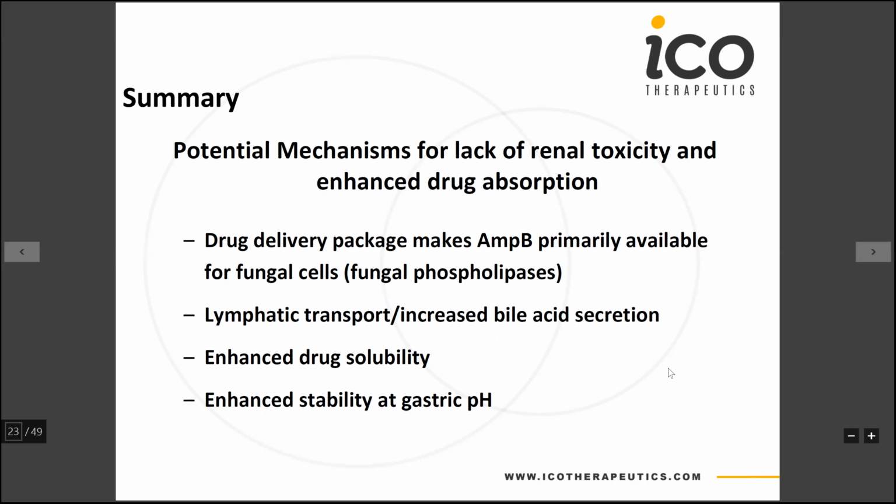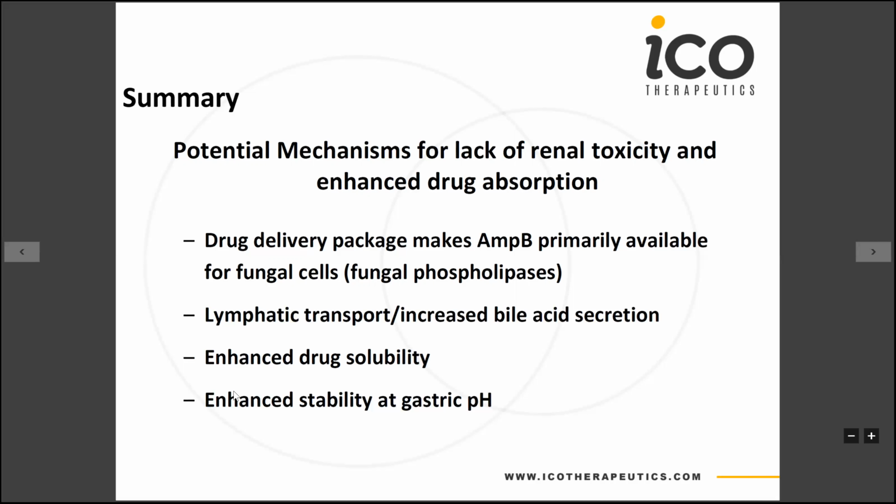So in summary, what do we have here? We have potential mechanisms for a lack of renal toxicity and enhanced drug absorption. We have a drug delivery package that makes AMP primarily available for fungal cells through this fungal phospholipase mechanism. We have lymphatic transport, which increases bile salt secretion, and we can target the drug through the lymphatic transport. It bypasses first pass metabolism in the liver. We get more drug in the systemic circulation, but over a sustained period of time. And we'll show you that in a few minutes with the PK data, and that it will go into the tissues. And it's really this tissue distribution that's really important.